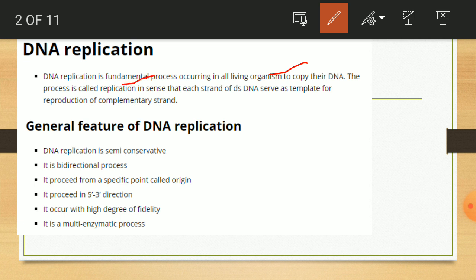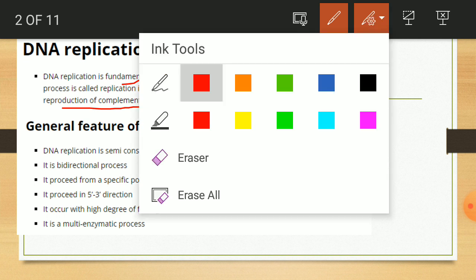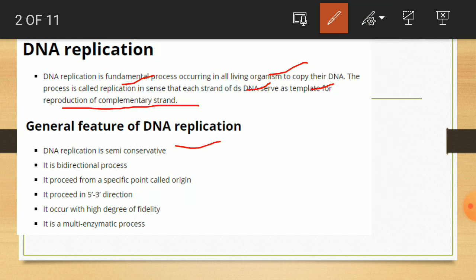During the replication, each double strand of DNA acts as a template for the reproduction of its complementary strands, and these complementary strands are transmitted into the next generation. There are some general characters of DNA replication. First, it is a semi-conservative process. Semi-conservative process means both strands of double-stranded DNA act as a template.